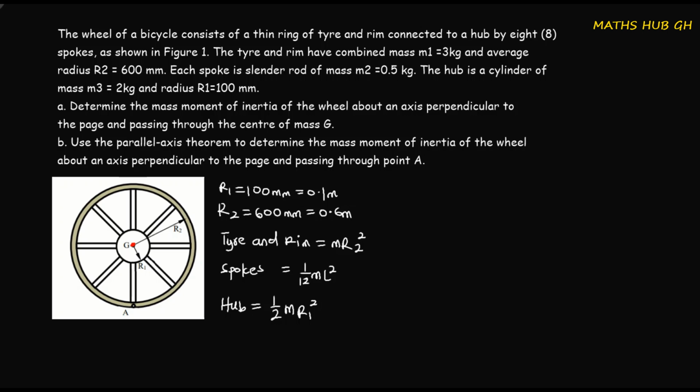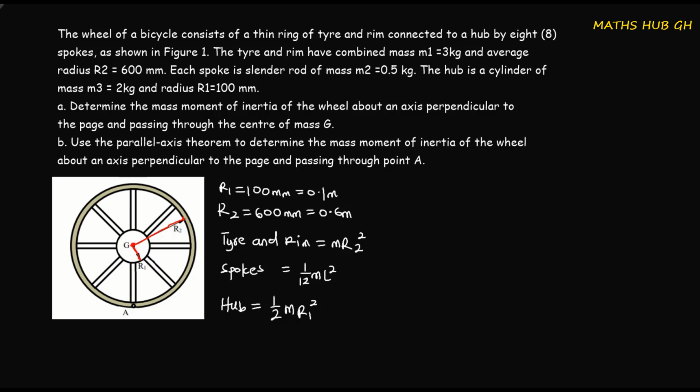For the spokes, we have the distance from the center of mass to the inner part of the rim and the tie to be R2, and then we have the distance from the center to the circumference of the hub to be R1. So when you subtract R1 from R2, we are going to get the actual length of the spoke.